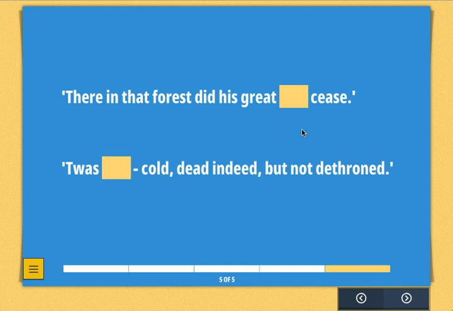Okay, and the missing words at this point are both the same word. So there in that forest did his great love cease. 'Twas love cold, dead indeed, but not dethroned. So from just after the stanza with the murder of Lorenzo, that idea that the brothers think that's an end to it, and that his great love will cease.